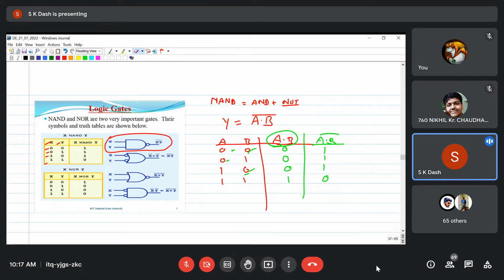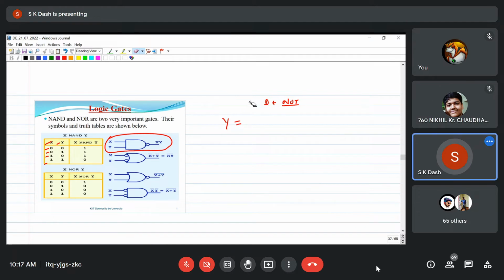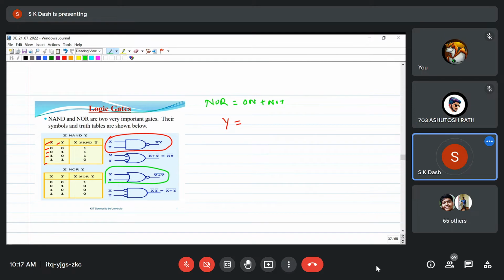Similarly, what will be the NOR gate? As the name suggests, NOR gate is OR plus NOT. So the symbol is this one: OR, then a bubble is used. It is represented with A plus B whole bar. Now suppose again two inputs, I will take A B. This will be A plus B: 0 0, 0 1, 1 0, 1 1.